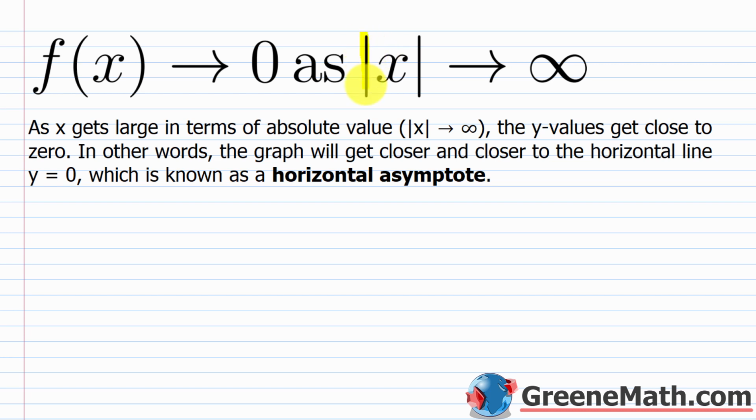So to summarize this, we can say f of x or y approaches 0 as, and this is why we can write this because of the absolute value bars, the absolute value of x goes to positive infinity, or you could say approaches positive infinity. So as x gets large in terms of absolute value, the y values get close to 0. In other words, the graph will get closer and closer to the horizontal line y equals 0, which is known as a horizontal asymptote.